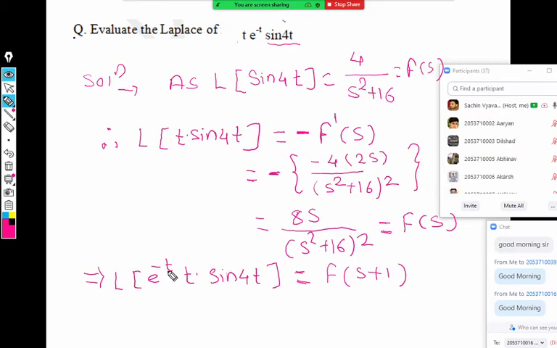So in step number 1, we wrote the Laplace of sine 4t multiplied by t, and now the shifting property: just replace every s by s plus 1, and that's the final answer. So the final answer is 8 times (s plus 1) divided by ((s plus 1) bracket square plus 16) bracket square, and that is the end of the question. That's all. If you have a doubt, you can ask.